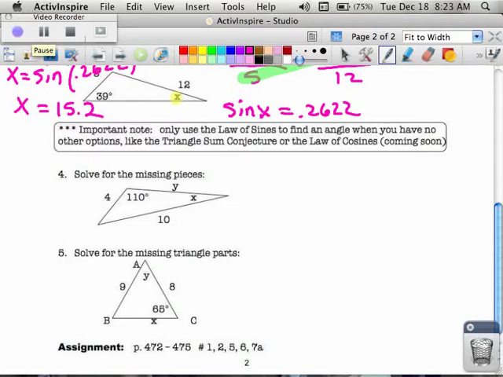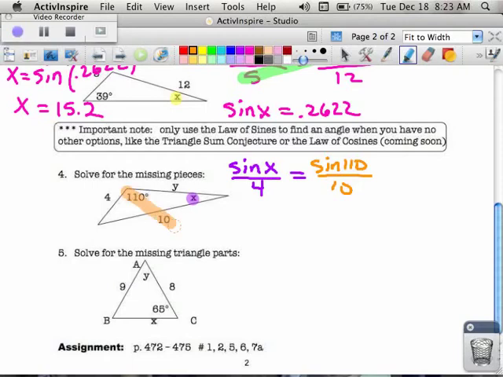So as I start out my first situation here, I'm going to look for angle x first. In looking for angle x, I notice that the sine of that angle over the side across from it, 4, should be the same relationship as the sine of 110 over 10. So I notice that this is the only relationship that I know for sure, 110 and 10. This is very similar to problem number 3.